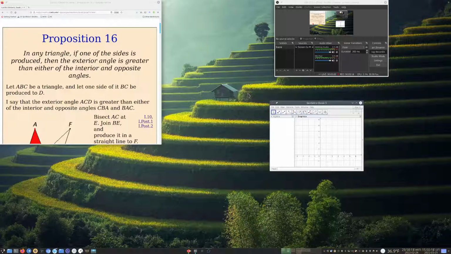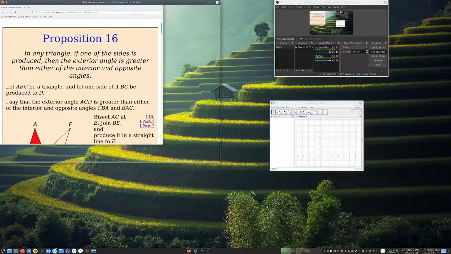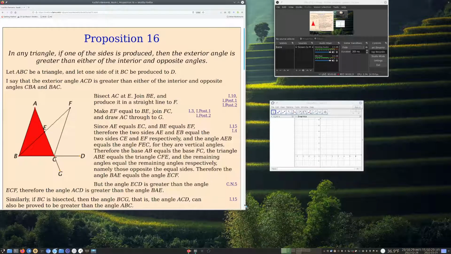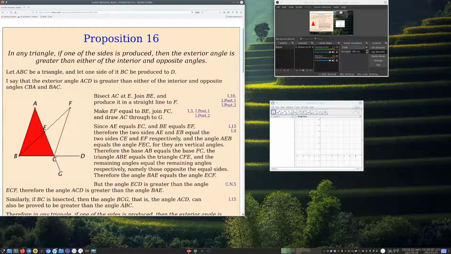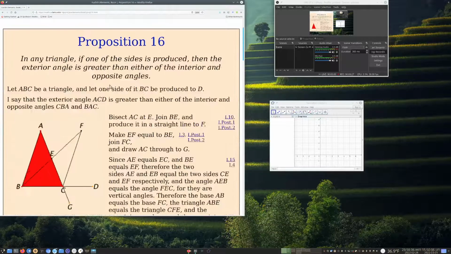We are reading Euclid's Elements, Book 1, Proposition 16. And I keep saying that I'm not going to publish GeoGebra, and then I end up doing it because I need to make a thumbnail. Anyway, if in any triangle one of the sides is produced, then the exterior angle is greater than either of the interior and opposite angles.